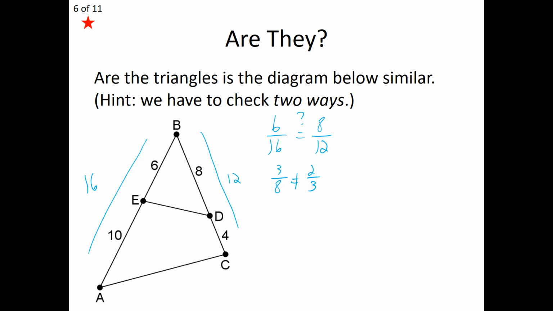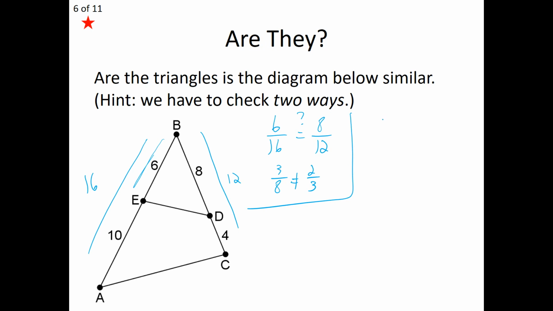But the question we have to ask ourselves is, we were focused on BE corresponding with the side AB. Well, what if BE doesn't correspond with that side? BE is the smaller part of the smaller triangle. What if it doesn't correspond with that side of the larger triangle? What if it corresponds with the other side of the larger triangle, the side BC? So let's check out a second ratio.